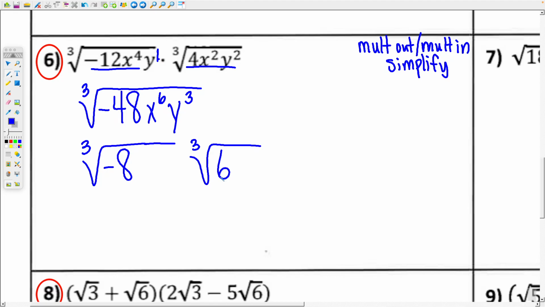What do I do with the variables? I'm looking for multiples of 3. Are these multiples of 3? They are. So that means I'm just going to put x^6, y^3. And now the leftovers stay in the radical.